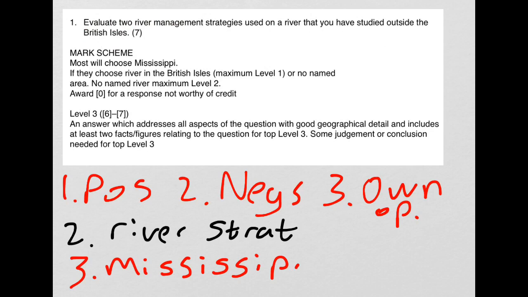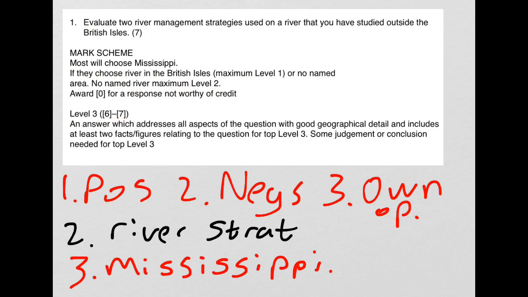So these are the characteristics of a top level 3 answer. Let's have a look at the mark scheme. It says here most will choose Mississippi. If they choose a river in the British Isles, so if you use your Derwent case study to answer this question, it'll be a maximum of level 1, 3 marks. If you don't use a named area, no named river, it's level 2. That's very important, so that dictates what we do at the start of our answer. Award 0 for a response not worthy of credit.